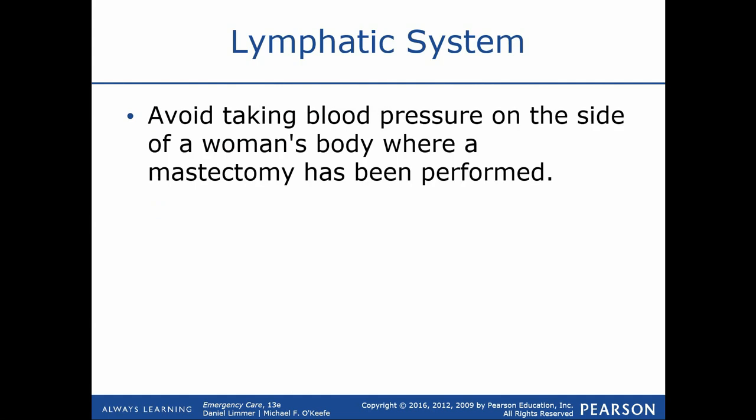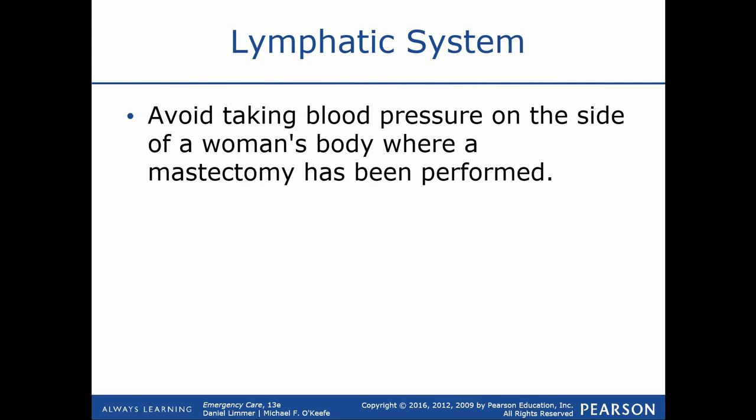So avoid taking blood pressure on the side of a woman's body where a mastectomy has been performed. A mastectomy is where a breast has been removed, typically as a result of cancer. This is actually kind of old school though, because the new procedures for doing mastectomies don't interfere with the vasculature and the lymphatic system like they used to. So the patient will more than likely be able to tell you, yes, you can take a blood pressure here, or no, you can't. But if a patient has had a mastectomy performed, it is generally good practice to take a blood pressure on the opposite side.